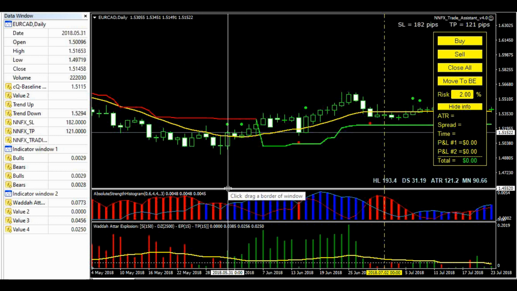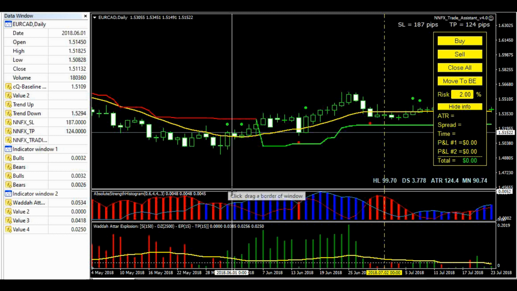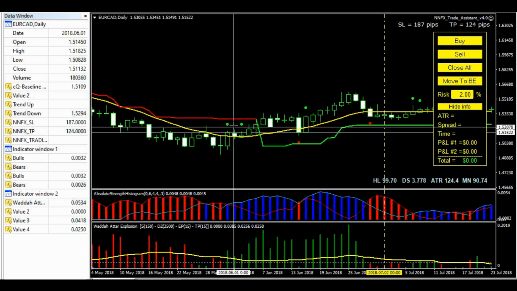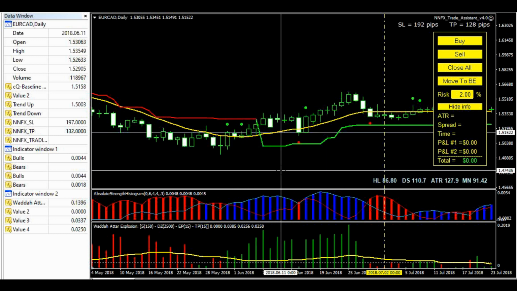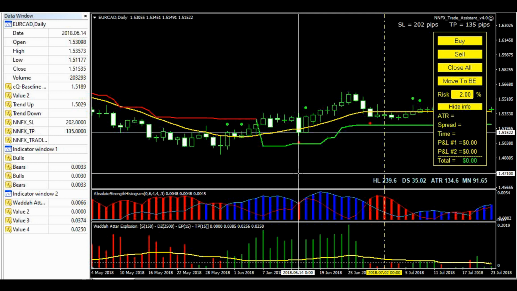And finally, we have another signal here, but as you can see, everything's in agreement except for that SuperTrend. Our C2 is not, so we cannot take that. One more signal here. Again, everything looks good except the volume and the C2, so we cannot take that. How about this one?